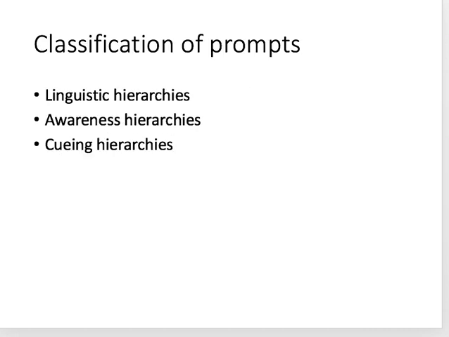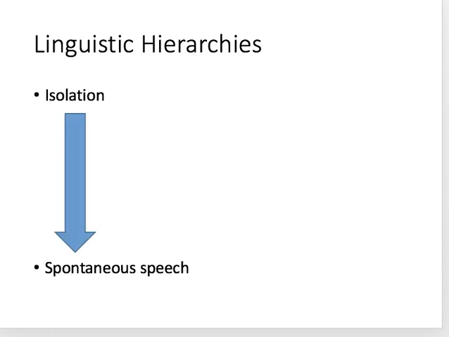So we can classify these prompts, again, into a linguistic hierarchy, an awareness hierarchy, and a cueing hierarchy, and we're going to just describe each of these in turn here briefly. A linguistic hierarchy we can think about basically in this way, right? We're trying to expand the child's skill set, or our client's, from isolation to spontaneous speech. In the context of speech sound disorders, we talk about sound in isolation. You might just be targeting a sound in a CV context, or maybe you just start by shaping that sound first in isolation. No other co-articulatory issues happening because you're just providing that sound.